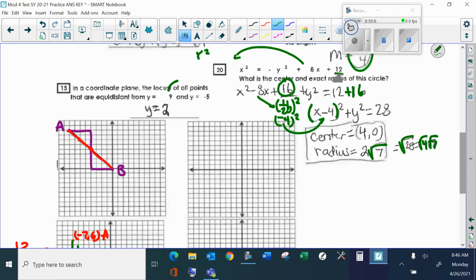Well, so how far is it from 9 to negative 5? That's a total distance of 14. So what is half of 14? 7. So I can either do 9 minus 7 to get the 2, or I can do negative 5 plus 7 to get the 2. And so the equation of the line is y equals 2. That's the line directly in the middle between y equals 9 and y equals negative 5.